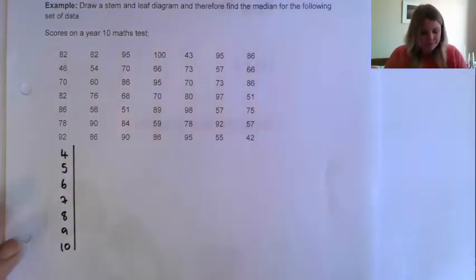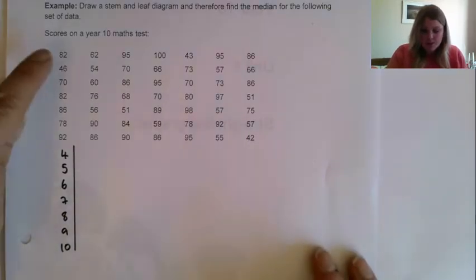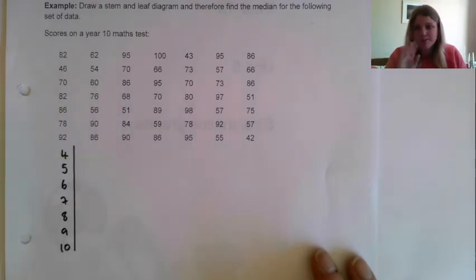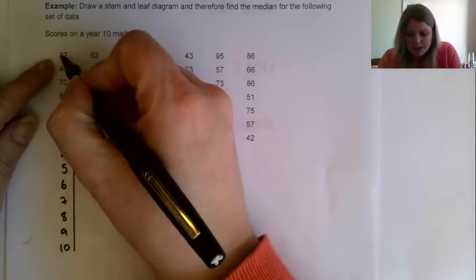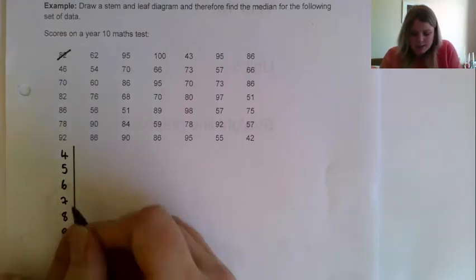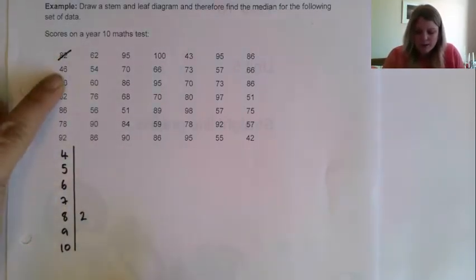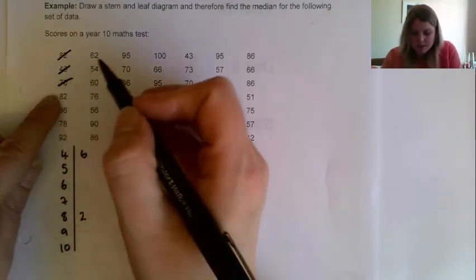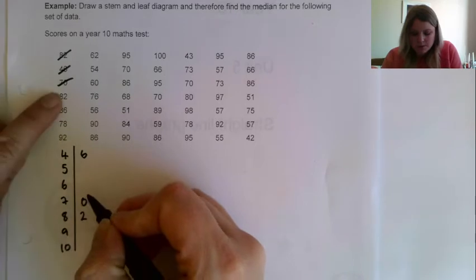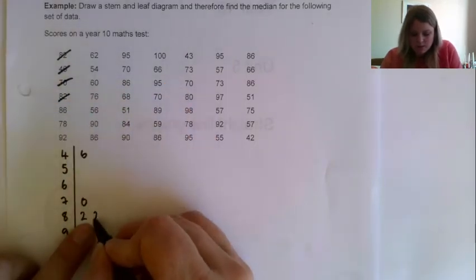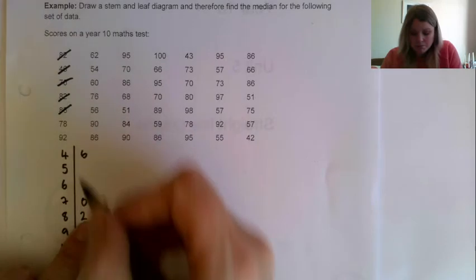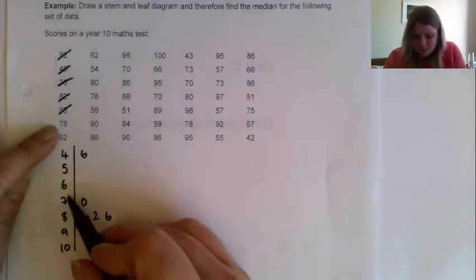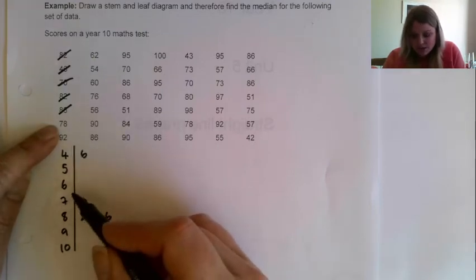Now, all I'm going to do here is go down my columns and list my data, and I'll show you how we do that. So 82, right, so I go to 8 and I list my 2. 46, 4, 6. 70, I go to 7 and put a 0. 82, another 2 after that. 86. Now 78, I'm going to be putting my 8 after the 7 for that.